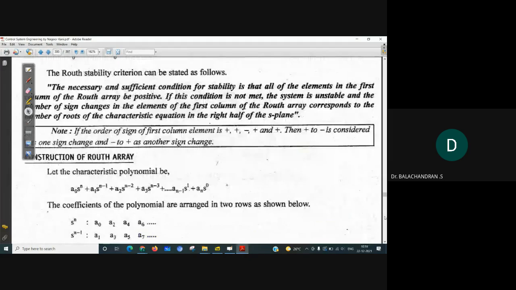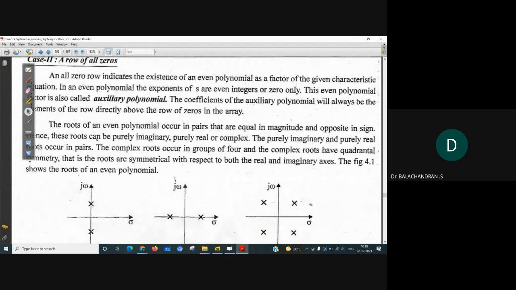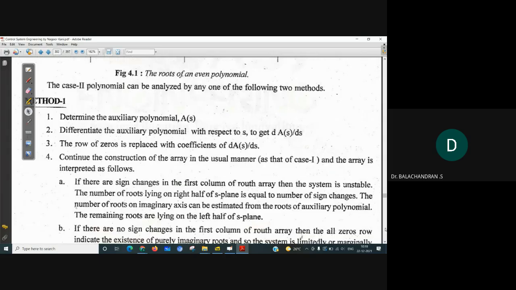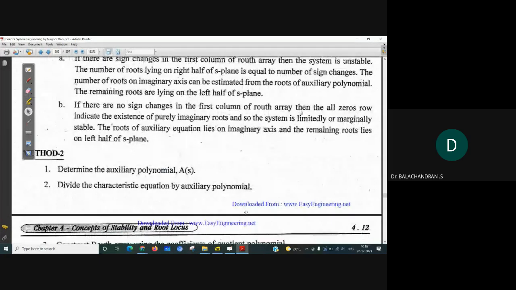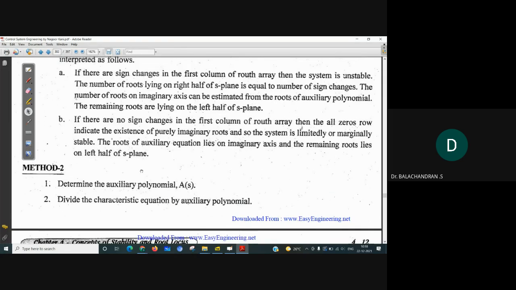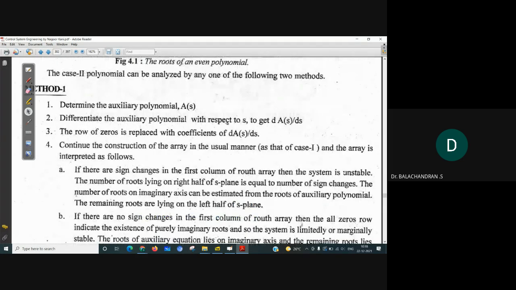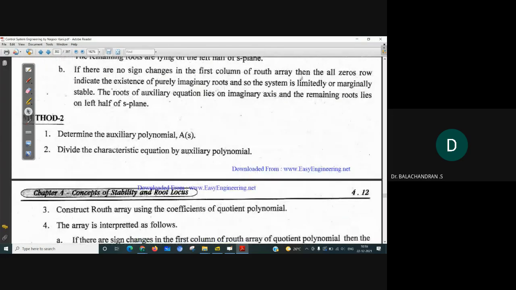So the Routh-Hurwitz theorem, this is the construction. Case 1, case 2, case 3. In case 2, we saw this diagram. And there is one more method. I explained how to get the roots from the auxiliary polynomial by differentiating; that is method 1. Method 2 is also there: divide the characteristic equation by the auxiliary polynomial. I don't suggest that method. If you want, you can read and understand.